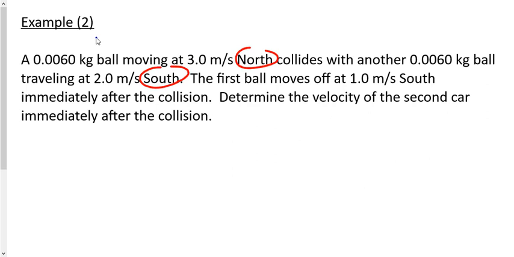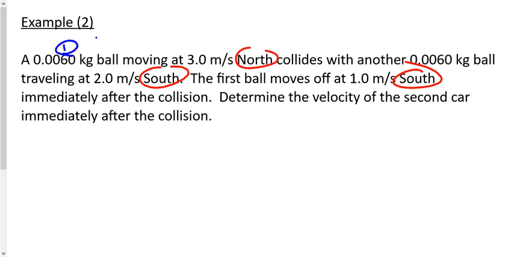Yep. So what do we have to make sure that we do since it's going the opposite direction? Finn, what do we have to make sure we do here? Yes. Doesn't really matter which one you make negative, although usually we make north positive and south negative. But it doesn't really matter. You could choose to go the other way around if you really wanted to. First ball moves off at 1 to the south. Immediately after the collision, what's the velocity of the second car immediately after the collision?